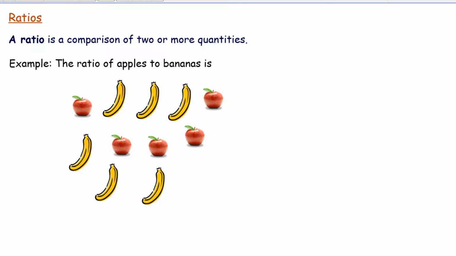A ratio is a comparison of two or more quantities. Example, here the ratio of apples to bananas will be 5 to 6 because we have 5 apples and 6 bananas. So this ratio will be equal to 5 to 6.